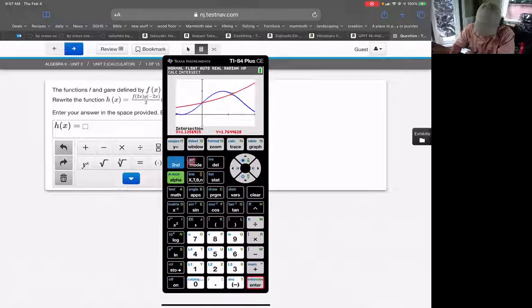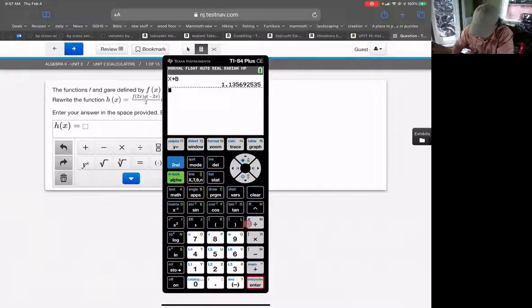So I'm going to go to the home screen by doing second quit and say, hey calculator, take what's in X and store that as B, alpha B. That number stored is 1.13569.